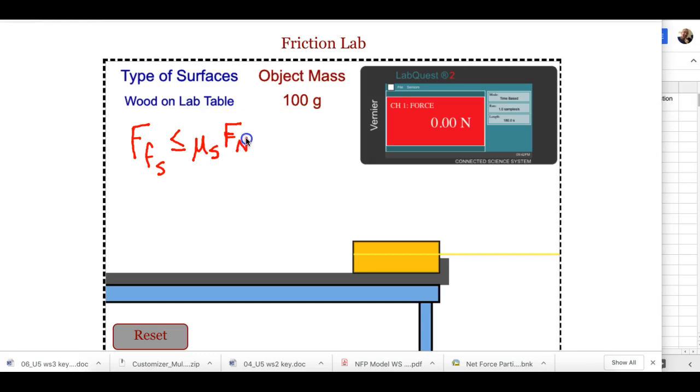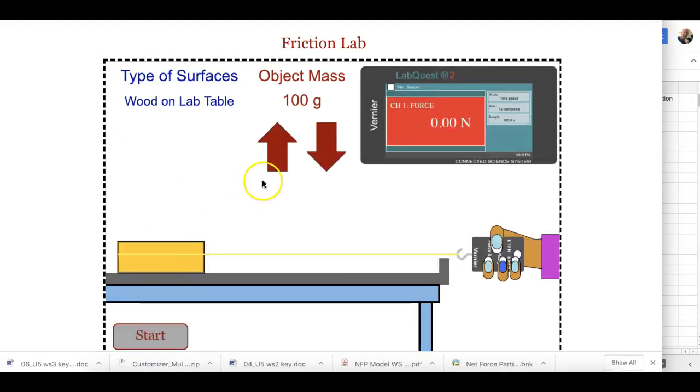Now everybody wants to know, why is it that this is less than or equal to? Well, it's because if you notice at the very beginning of this, so let's go back, if I reset it, you'll see that when we start this simulation, time is running and it doesn't move. So in that region right there, that's static friction.